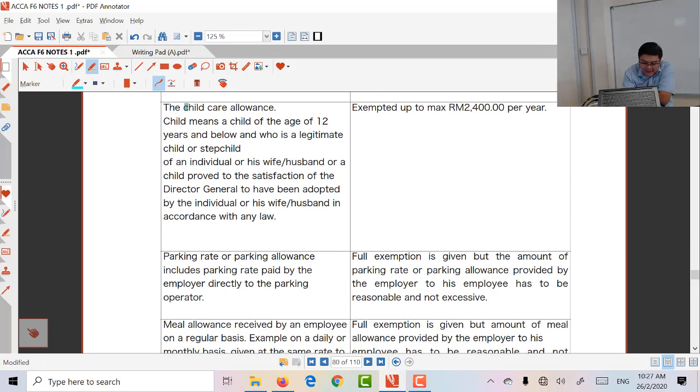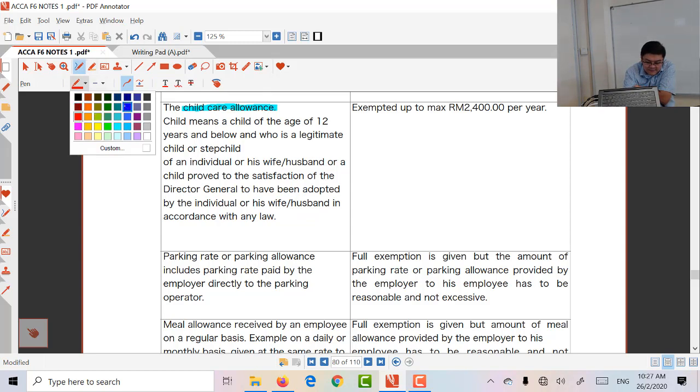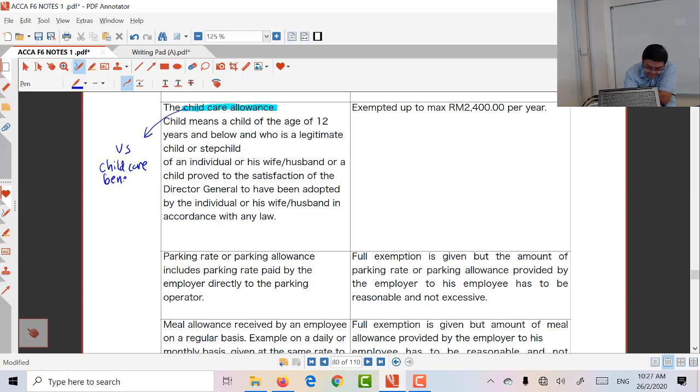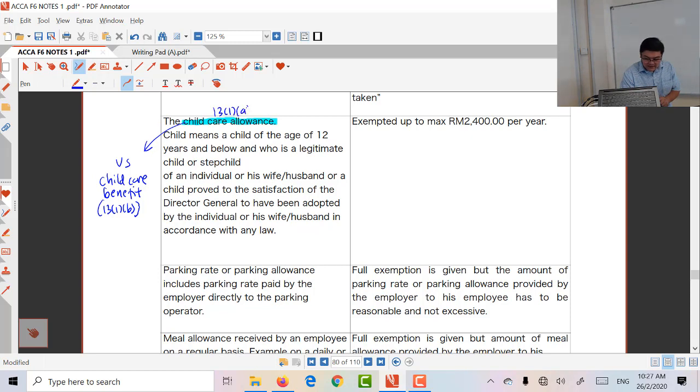We have childcare allowance. All right, we have childcare allowance. Now, you have to differentiate childcare allowance with childcare benefit. If it's a benefit, it comes under 13(1)(b), okay? If it's a benefit, it's 13(1)(b). If it's allowance, it's 13(1)(a). Now, allowance is cash. Okay, allowance is cash.